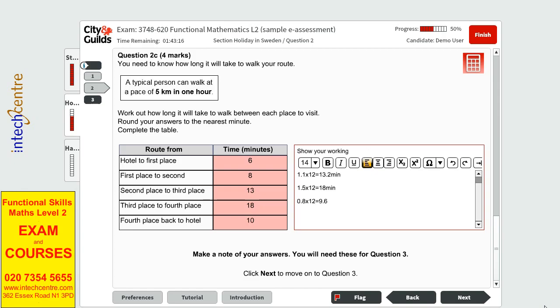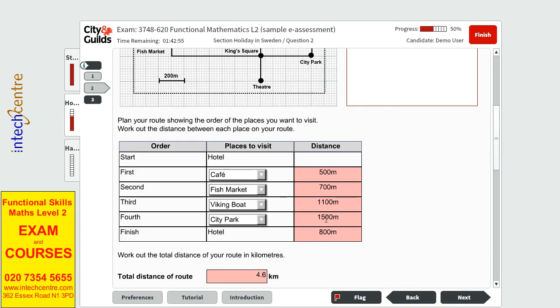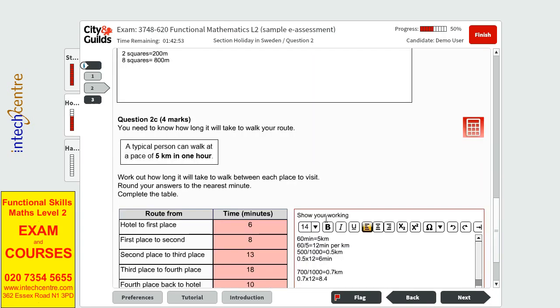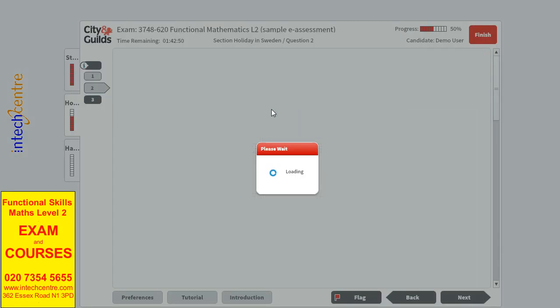Now we will make a note of this. We advise you to do the same thing so that you don't have to go back and forth, as I've previously said. So we have 6, 8, 13, 18, 10. Okay, did we have to make a note of the measurements? No. They only need the amount of time spent.